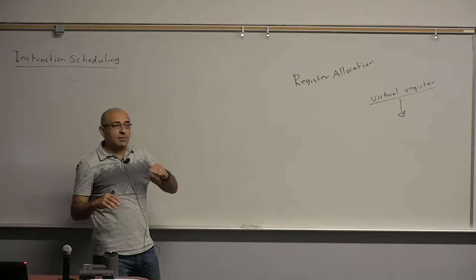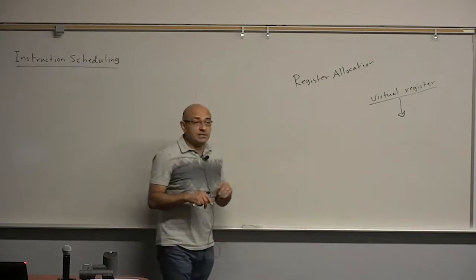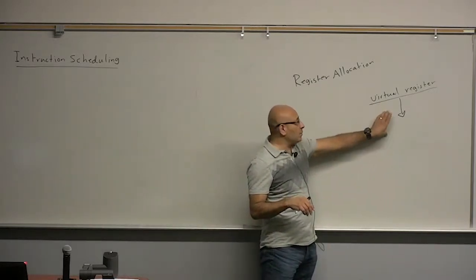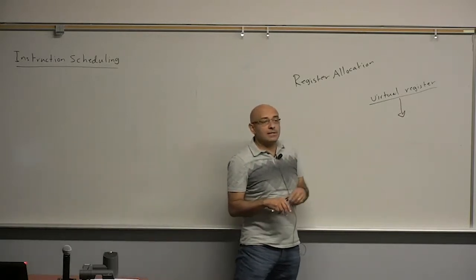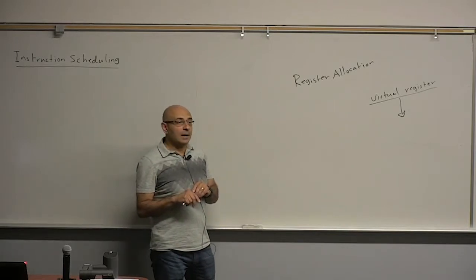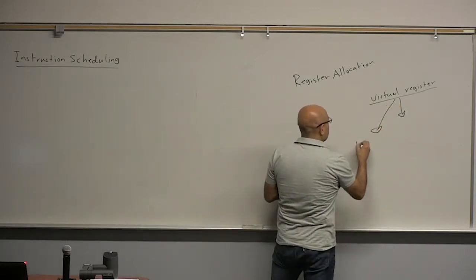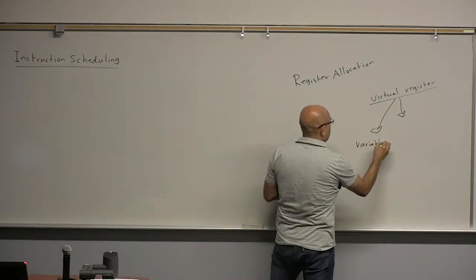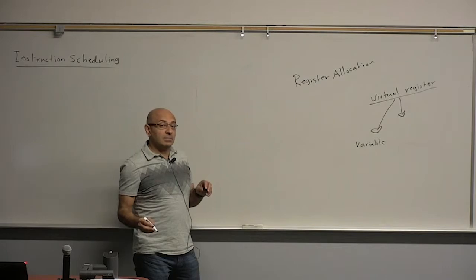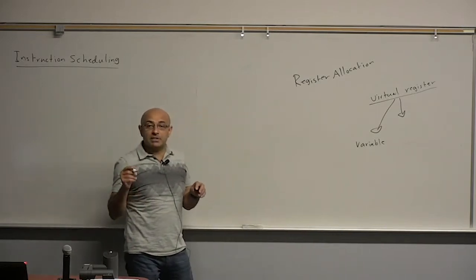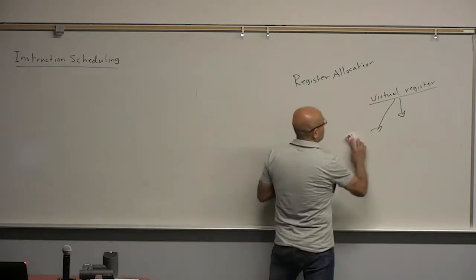So in register allocation, now things get real. Now we're going to map these virtual registers into physical registers. So a virtual register could be one of two different things. What does a virtual register correspond to in the source program? A variable. Yeah, so it corresponds to a variable. But a virtual register could be something else. It doesn't have to be a program variable. It could be a temporary value, a temporary variable that holds some intermediate result. Okay, so that was the register allocation stuff.